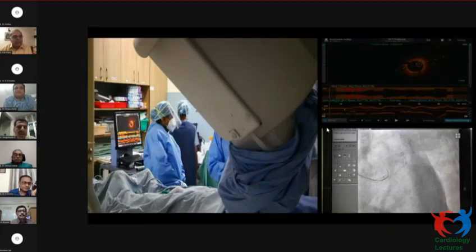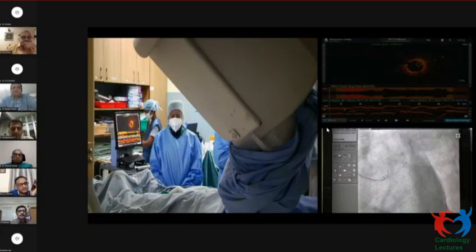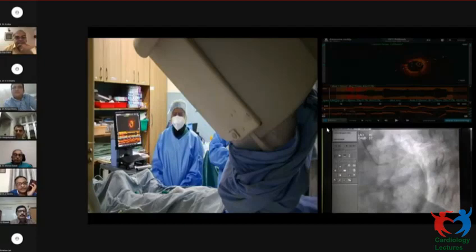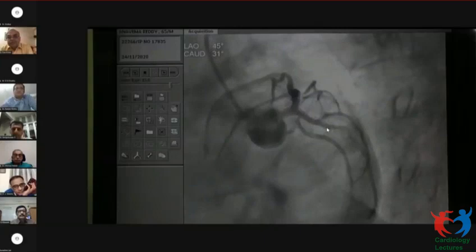Perfect. So we'll just see the angiogram. Yeah, right. I'll show the angiogram views. Just morning one. We are not seeing them actually. The camera is only showing the back. Yeah, now you can see. Yeah, now it's good. Good. Are you able to see? Yes. Now go to the next view.